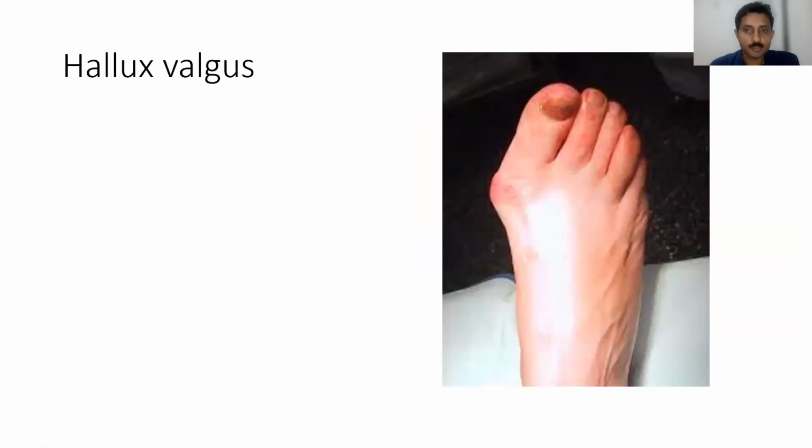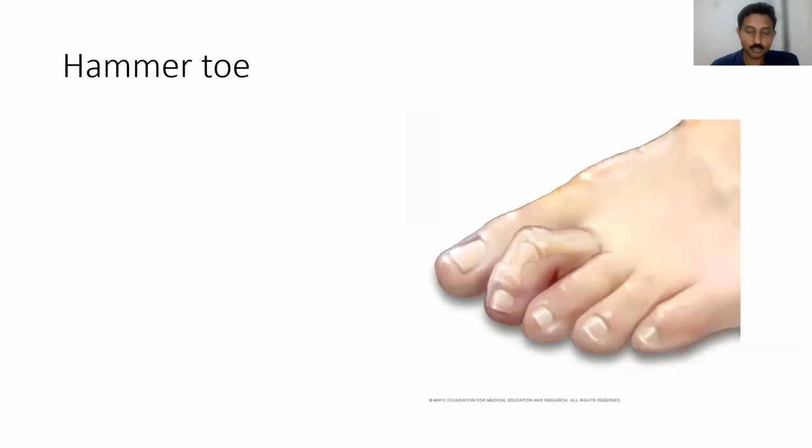At last, we also have a term called hallux valgus. Hallux means great toe. Valgus means the deformity is moving towards the lateral side. This is called hallux valgus. Hammer toe is also related to the arch here. It appears like a hammer because it happens at this interphalangeal joint.